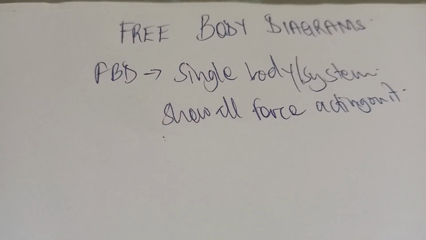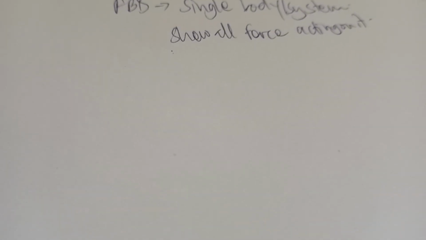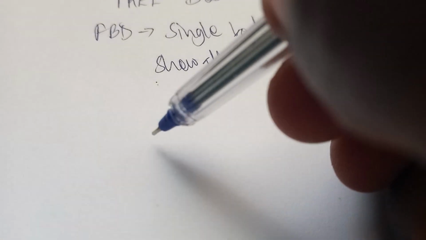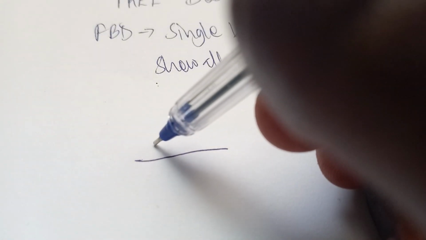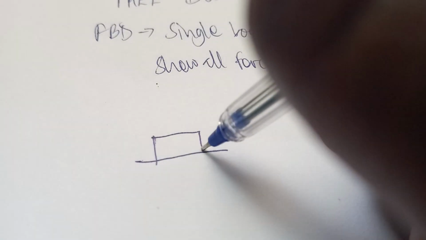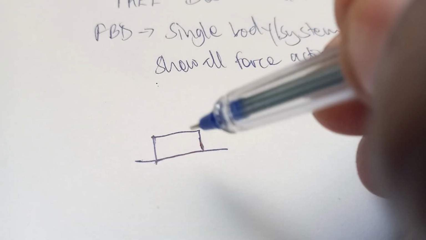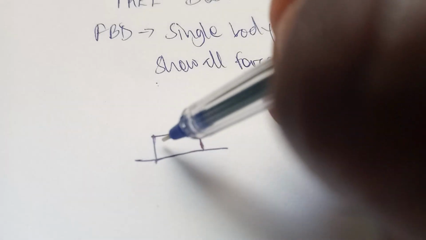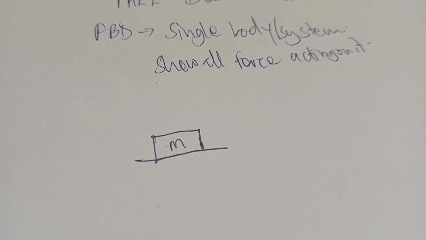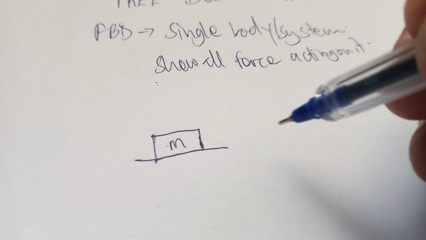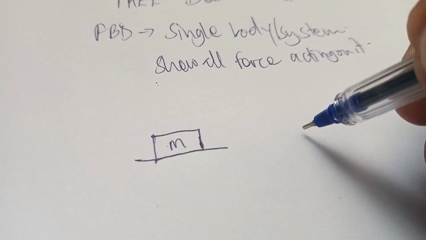Let's see an example. For instance, let's say we have a book resting on the table. Simply, we have a book like this one resting on the table over here. Its mass is m. So the free body diagram of this book resting on this table, we isolate it from all the systems, so it's just the book. We even remove the table.